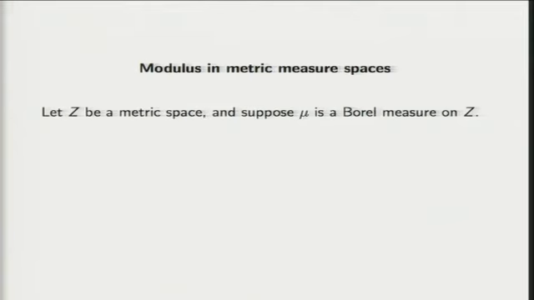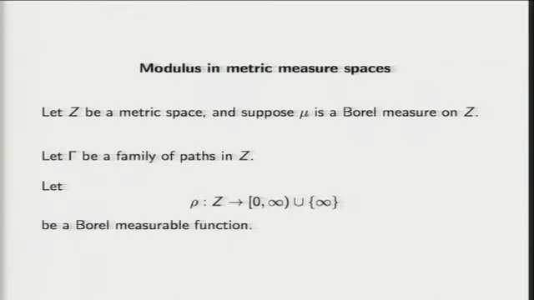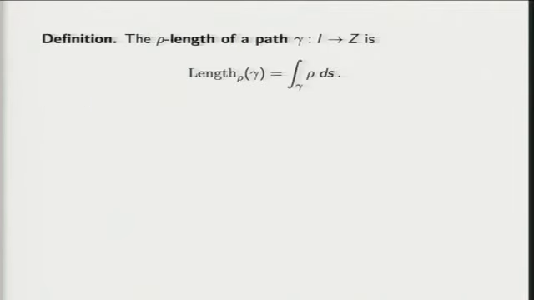So let's take a metric space with some measure, mu. Then let's take a family of paths, just some collection of paths, gamma, and a Borel measurable function, rho, possibly taking infinite values. Then you can define the rho length of a path by a line integral of this function rho. Here I'm integrating ds, which means integrating with respect to arc length. In particular, we take this to be infinite if the path is not rectifiable.